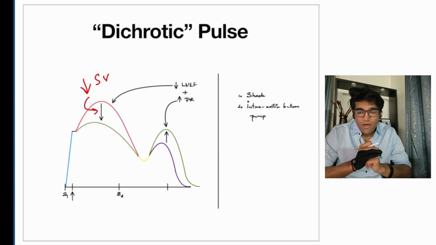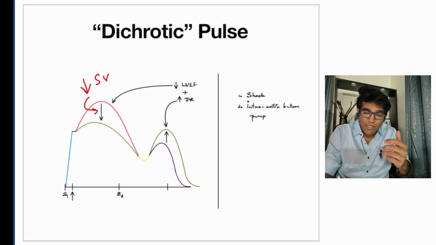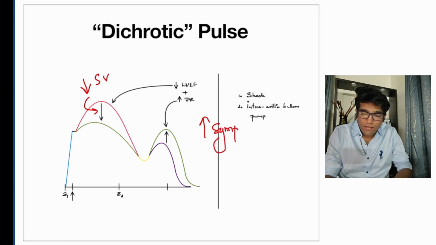Okay. Now the other thing is, because the patient is in shock, the sympathetic tone has increased. Now because the sympathetic tone has increased, naturally there will be an increase in peripheral resistance.